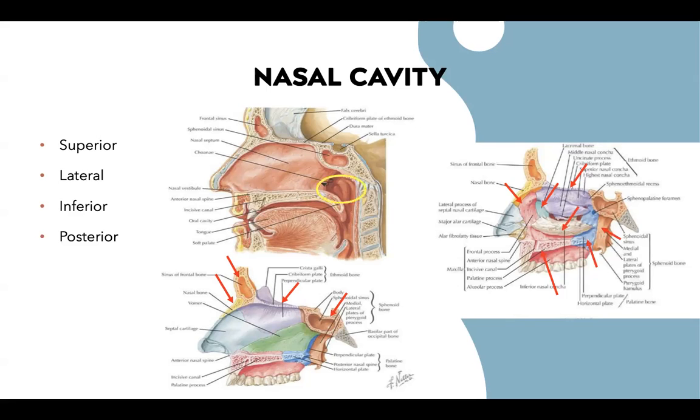Posteriorly, we have the nasal choana, which communicates with the nasopharynx. Anteriorly, we have the external nose and the septum of the nose, which consists of the perpendicular plate of ethmoid bone, vomer bone, and the septal cartilage.